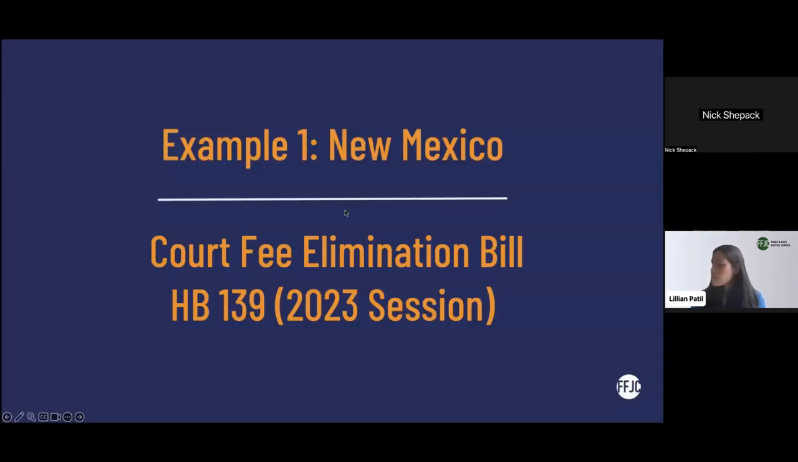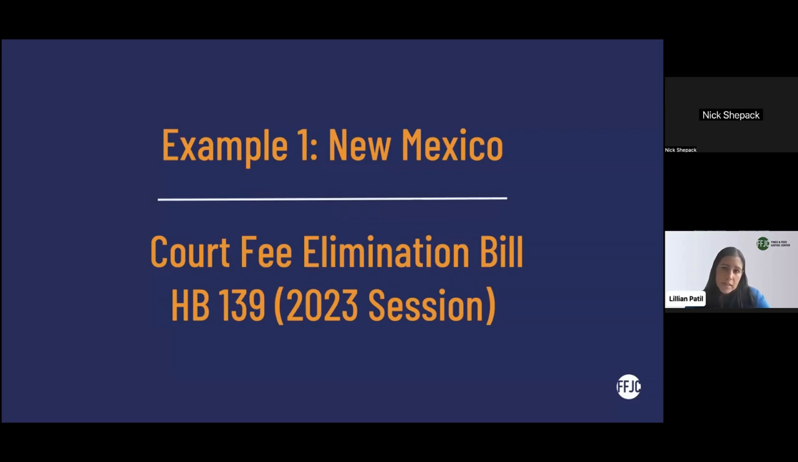Now we're going to look at a couple examples of actual fiscal notes from the last year that our FFJC teams have worked on recently, that can provide examples of how you can use these tools and tips around decoding and analyzing fiscal notes. Our first one comes from New Mexico.